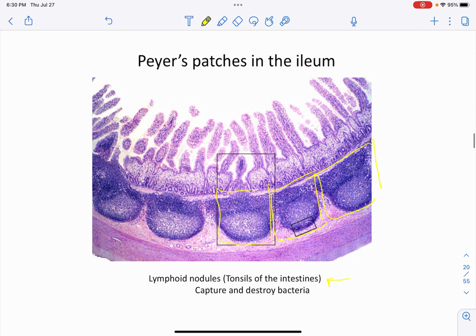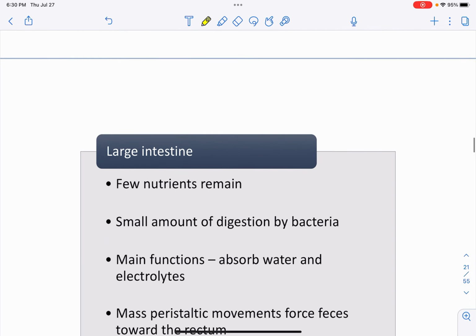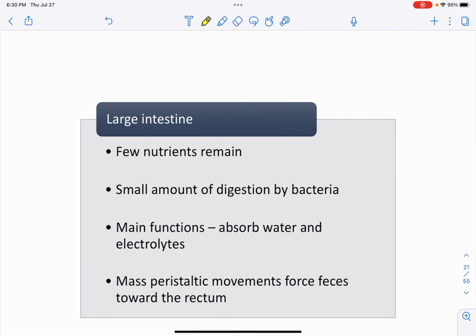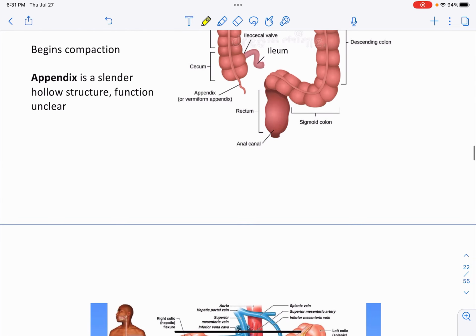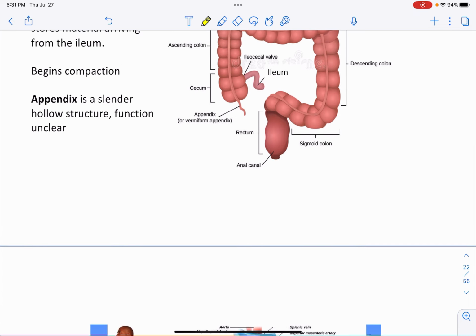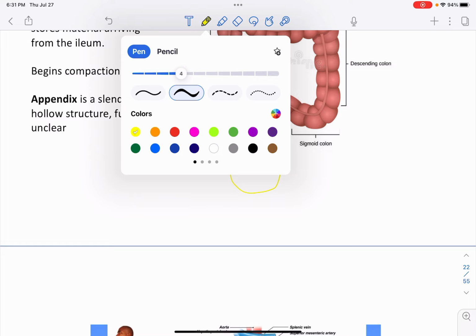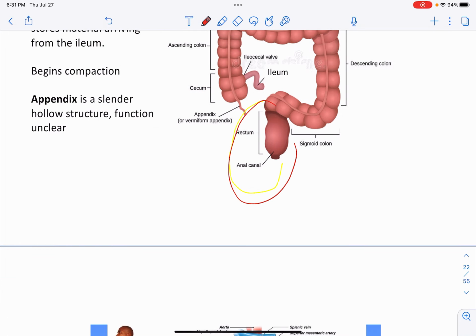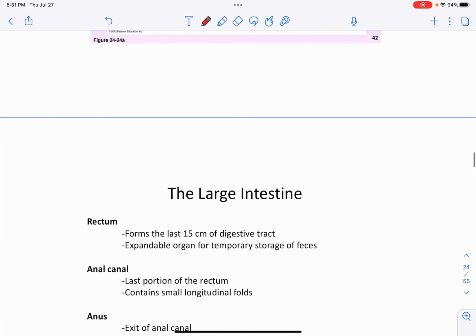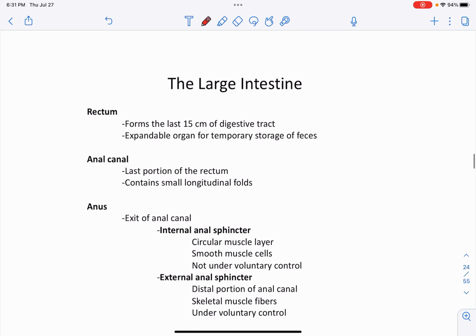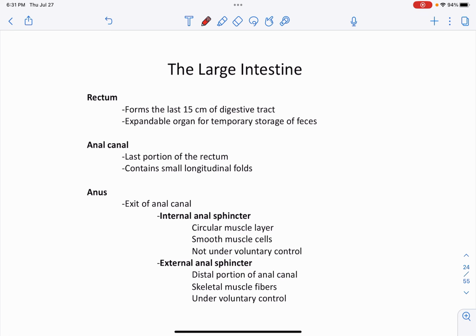All right, now I'm going to fast forward a couple slides because we already talked about the large intestine. I went over the anatomy of the large intestine, and I think where I left off was here in talking about the rectum and the anal canal. So that's where I'm going to start, and then we'll wrap up with the accessory organs. All right, so let's start on this slide here. The rectum is going to form the last approximately 15 centimeters of the digestive tract.